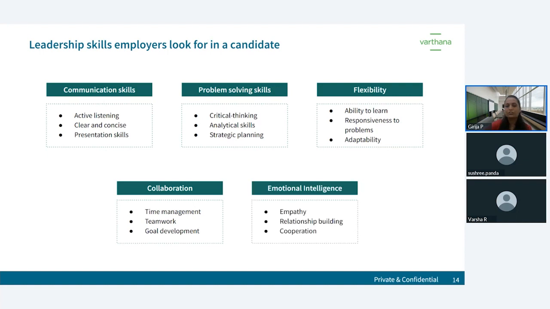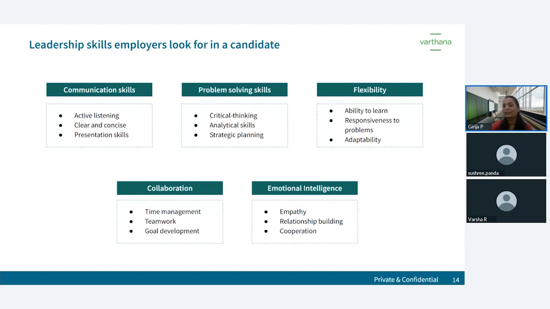And last but not least is emotional intelligence. So now the focus has changed more from the individual to the group approach. So how you're able to empathize with others, how you're able to understand others, what kind of relationship you can build with them, so you can achieve this common goal.